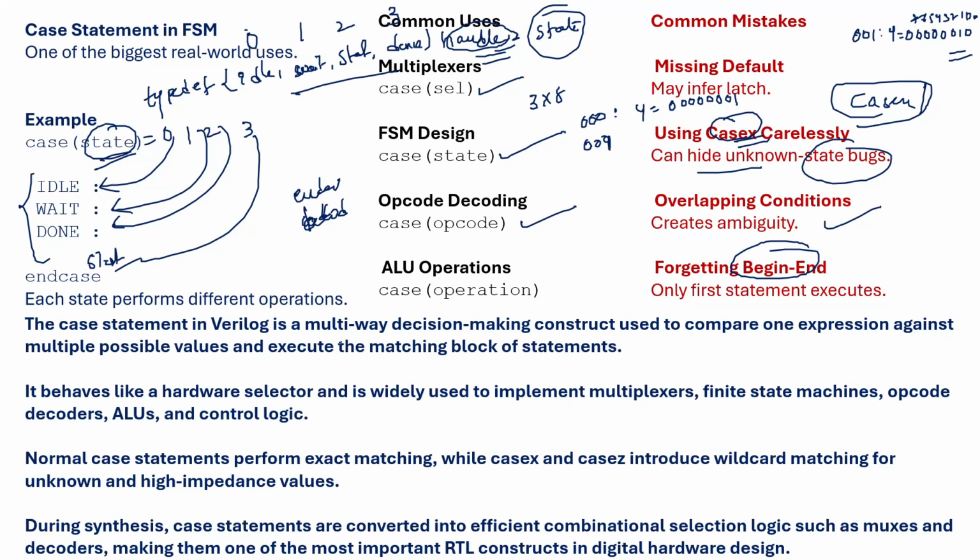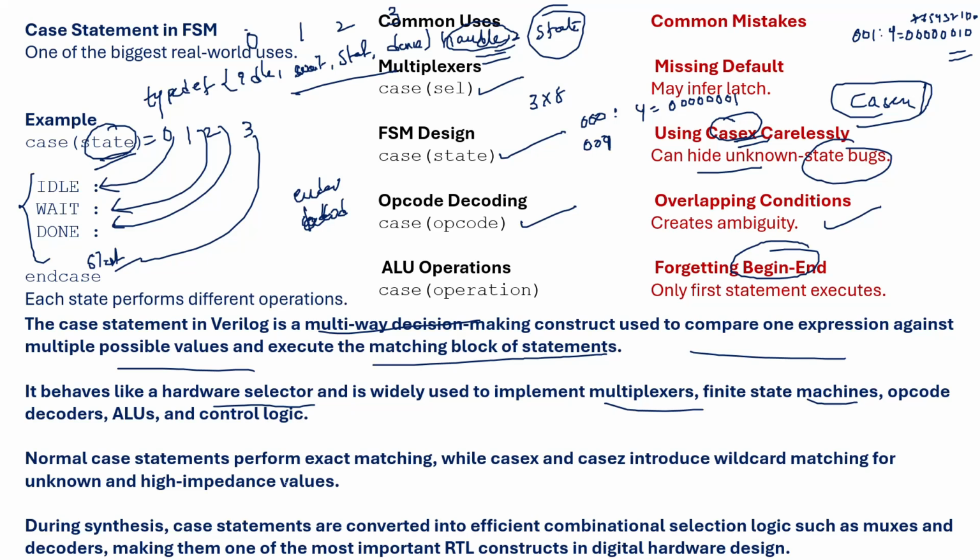So the same summary is there. The case statement is used for multi-way decision purposes. It compares one expression against multiple possible values and executes the matching block of statements. One value is matching means that value will be executing. It behaves like a hardware selector, so it is widely implemented in multiplexers and finite state machines, of course, all these things.